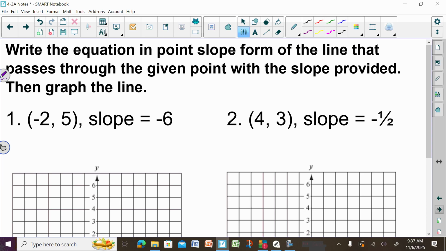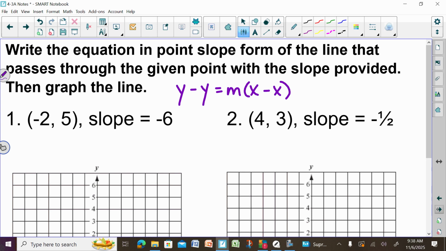So the first ones here: write the equation in point slope form of the line that passes through the given point with the slope provided. So let's just put this on here again, y minus y1 equals m times x minus x1. This is where it gets a little funky. Do you see those negatives? The equation itself has a minus in it. So when you plug in negative numbers, just like the slope formula, it turns into a positive. When you plug in positive numbers, you're actually going to subtract them. So they're going to look opposite of what they really are.